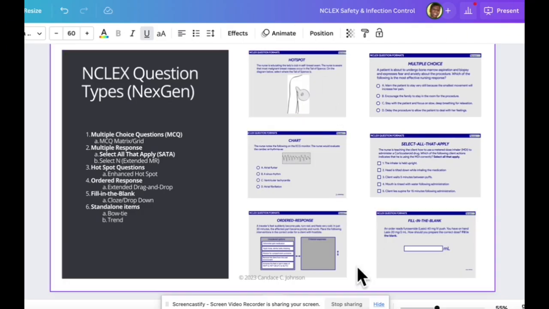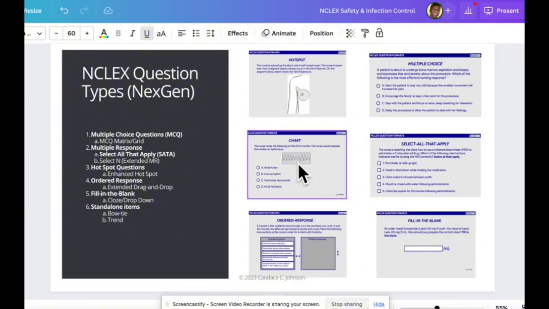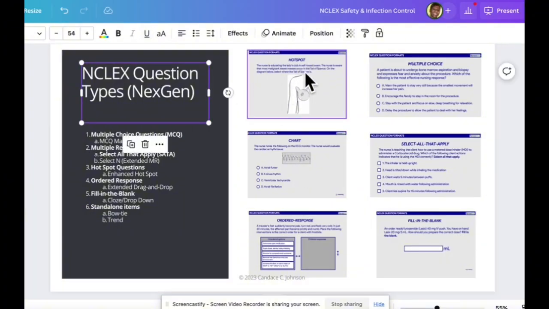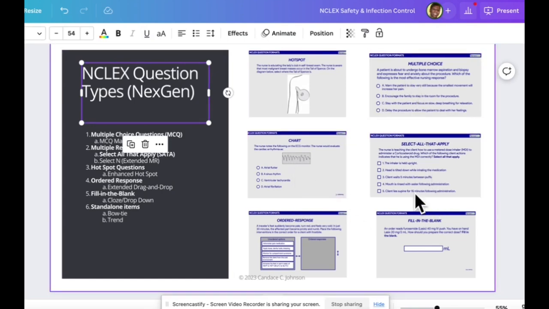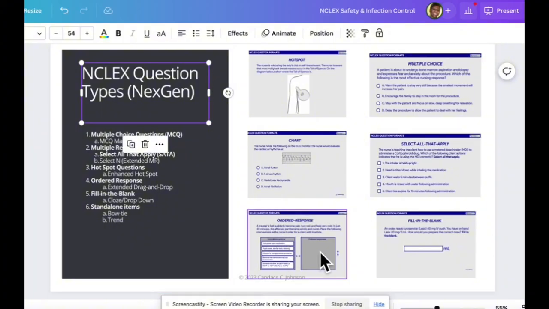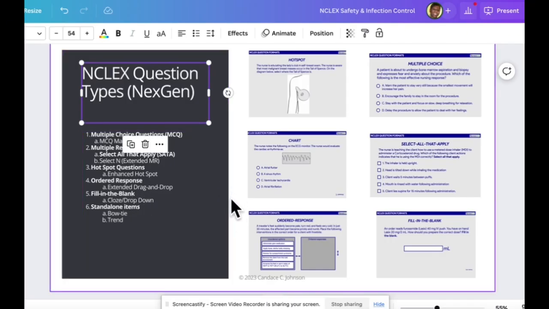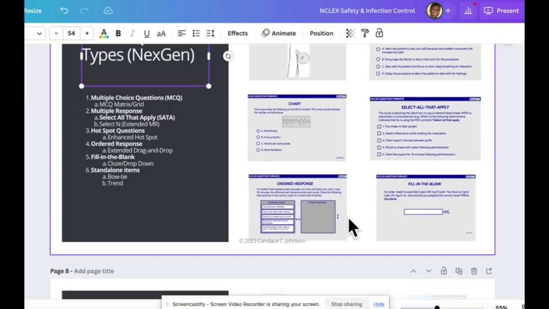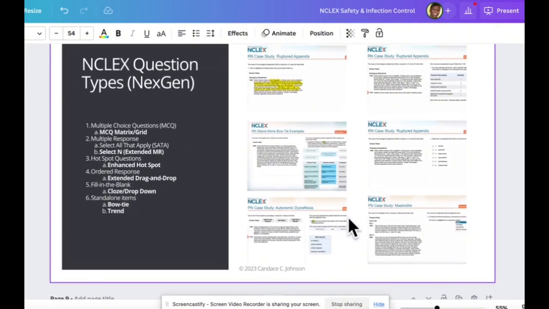All right, but here are the former test types or question types. All right, and they do include the hotspot question, right? The multiple choice question, the chart style question, the select all that apply question, the ordered response or the drag and drop question, and the fill in the blank question. Again, for more about that, check out my videos that I created on NCLEX question test styles for more details. All right. So those were the old gen or classic questions.